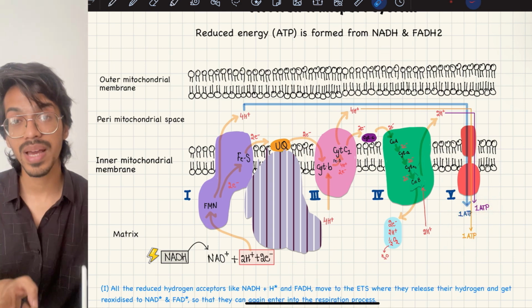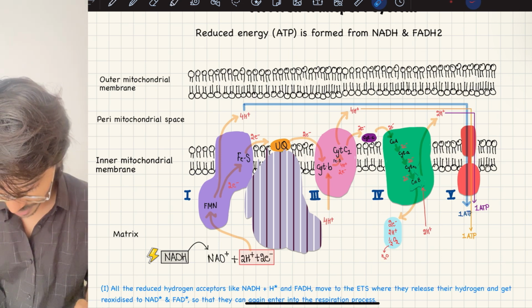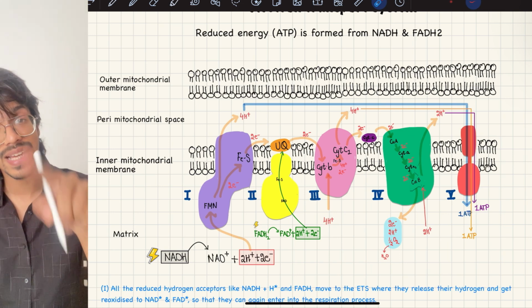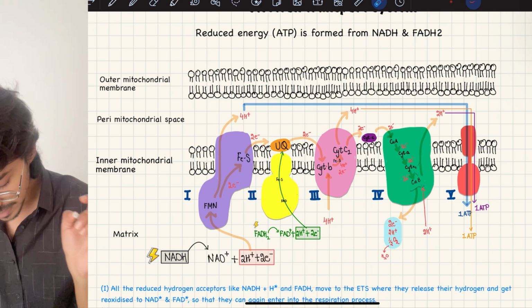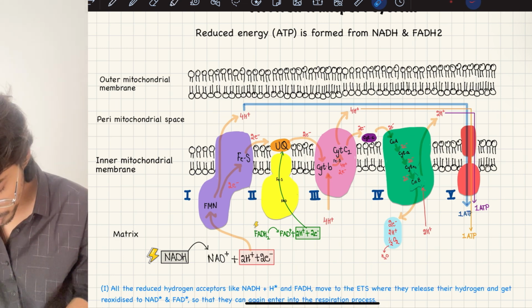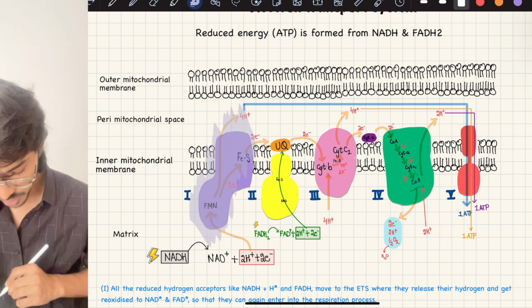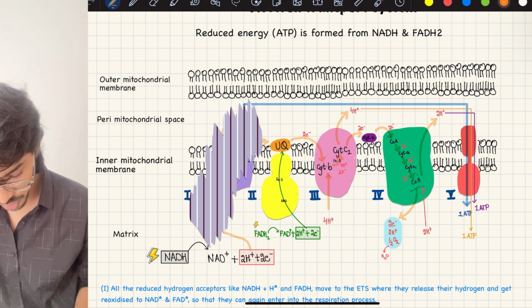Let's just see what is happening with FADH2. In FADH2, what happened? Your complex number 1, that is NADH dehydrogenase, the name itself says it will not work here, so we will just mask it. So 1 is not working over here. Okay, if 1 is not working, where does everything start from? Everything starts from the first complex.